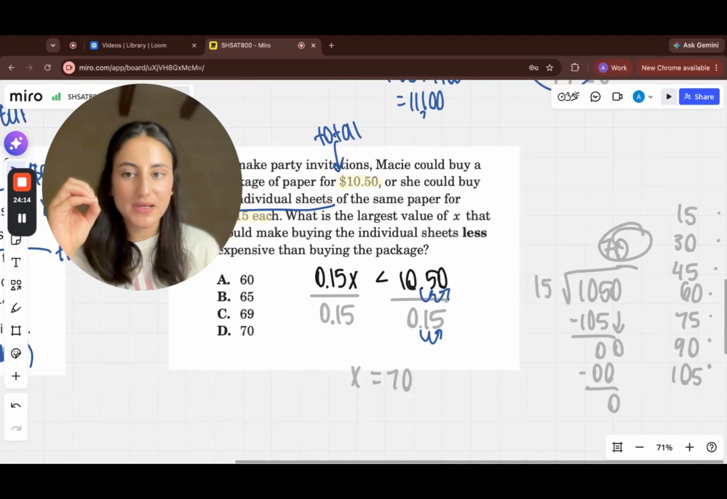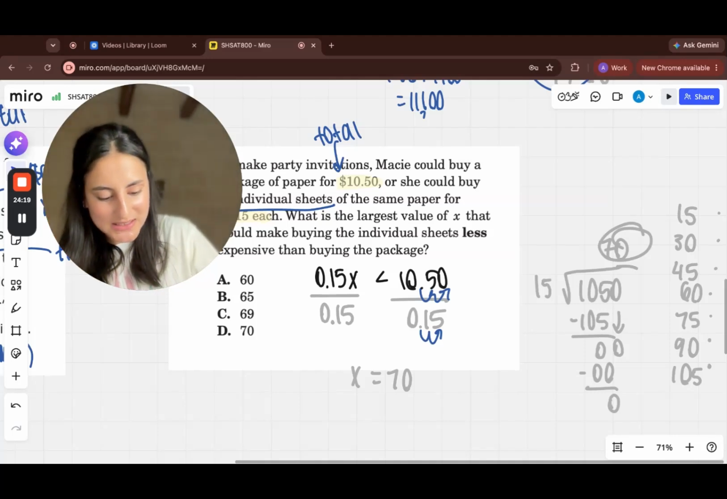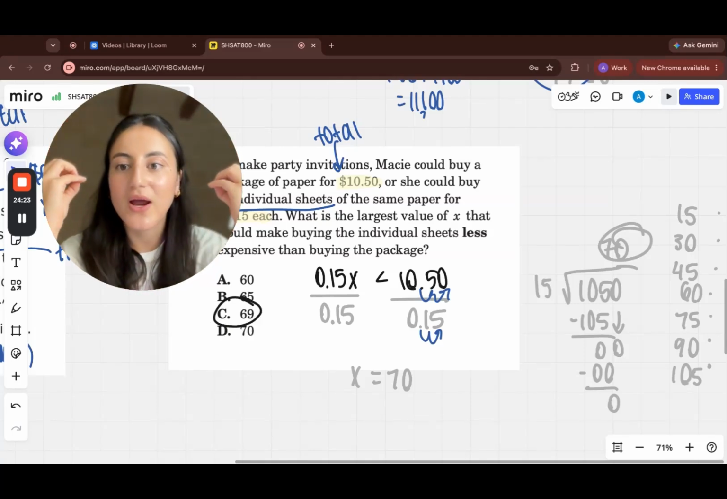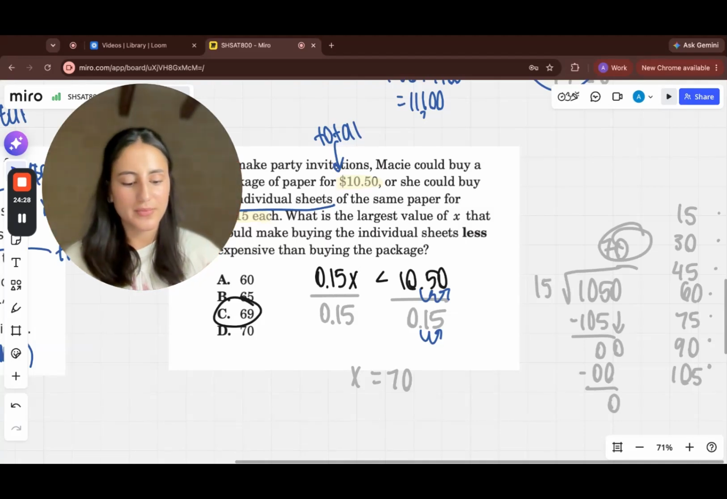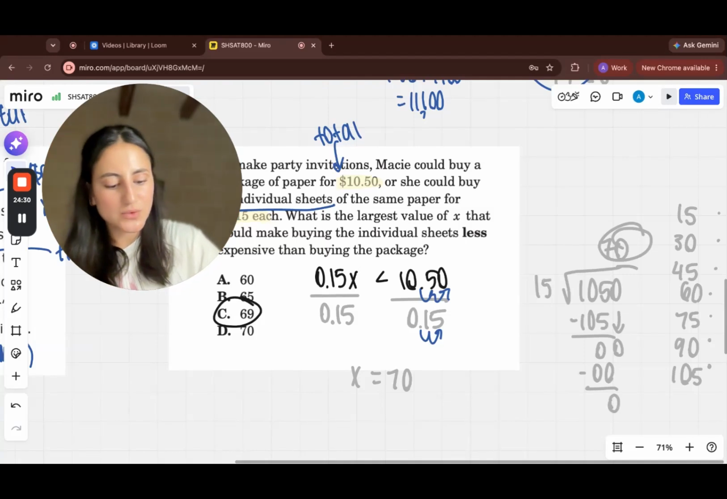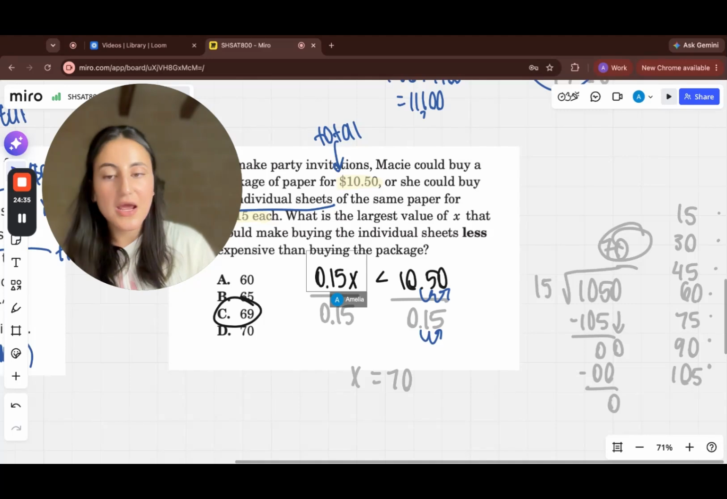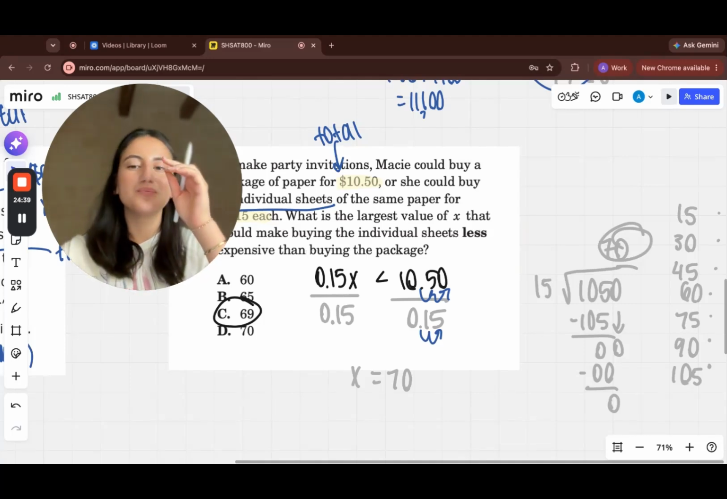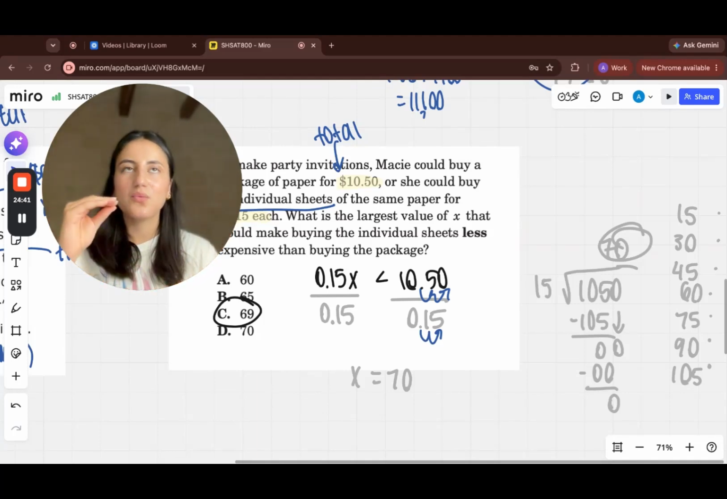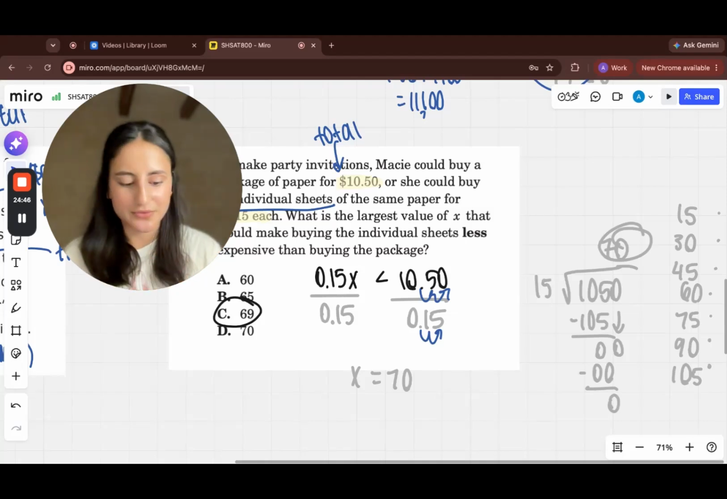So in order for it to be less expensive, we can just buy one sheet less, which means that the actual answer is 69. And that's why it's important to think closely about what they're actually asking you for, because if you're going through this really quickly, you're going to be like, okay, I got the answer is 70, but we want this total to be less than this total. And we know from solving it, 0.15 times 70 would get us exactly 10.50, and we want it to be anything less than that while also being the maximum amount, which means 69 is the correct answer.